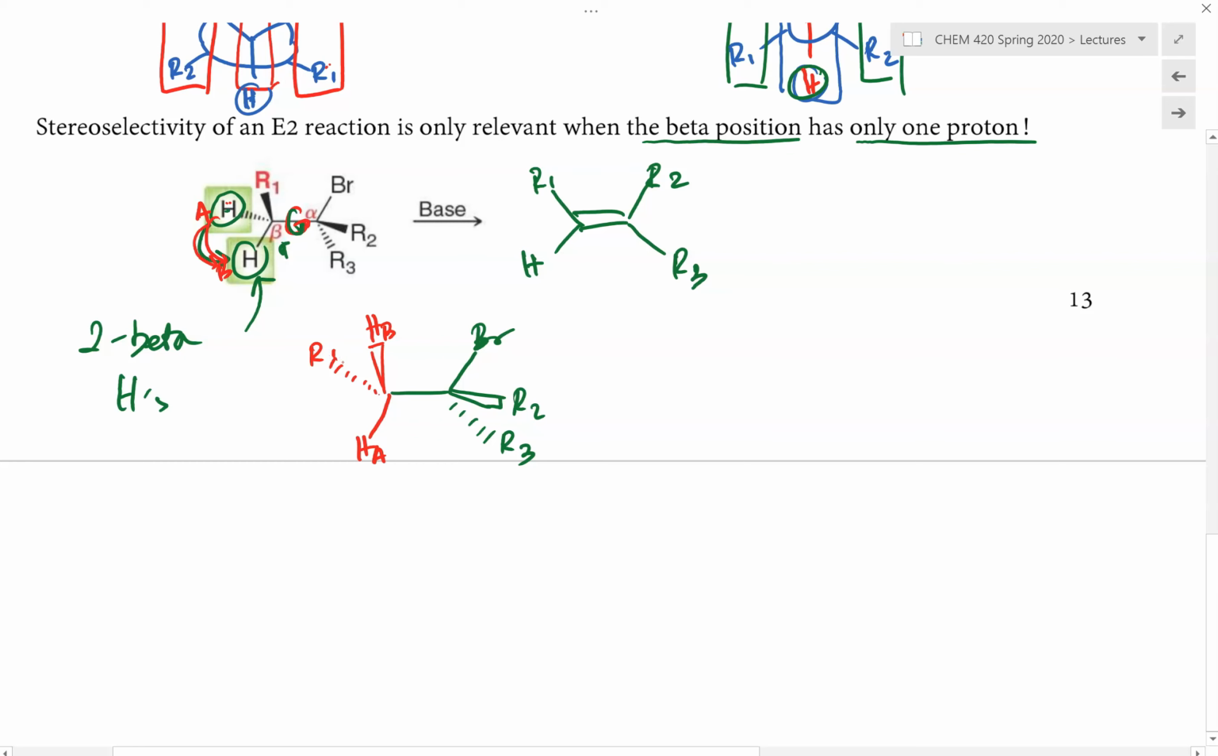And as the elimination happens, we will see that this HB and the R2 will be on the same side. And now the R1 and the R3 are on the same side. So both of these products right here can get formed.